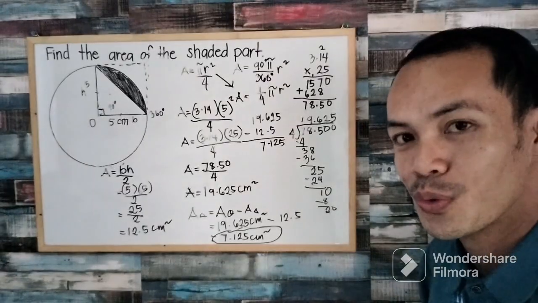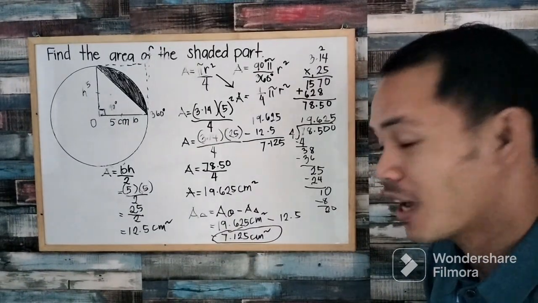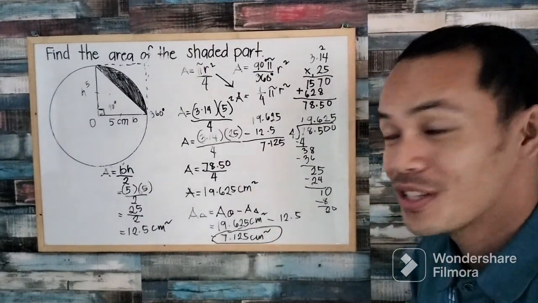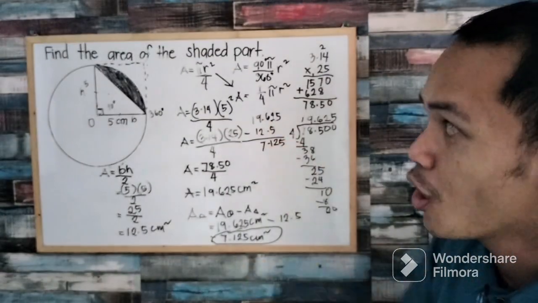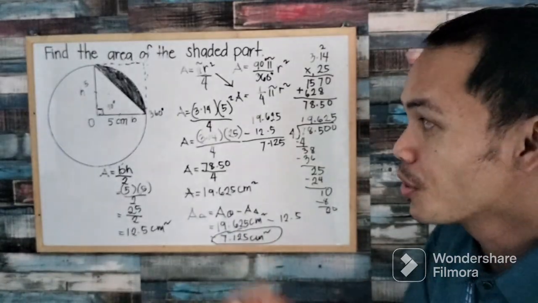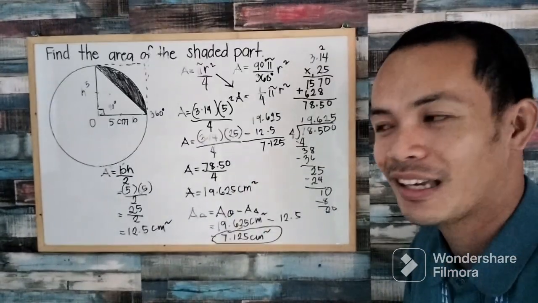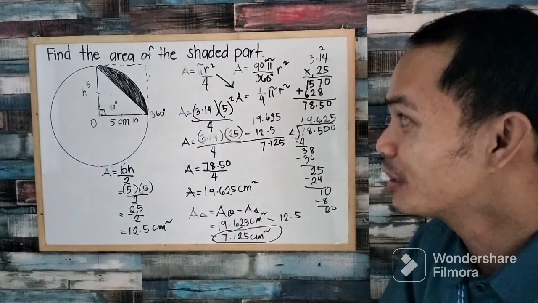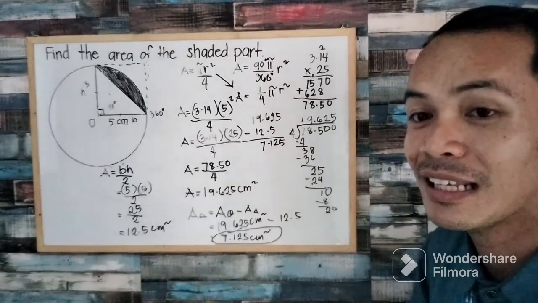That is equivalent to 7.125 centimeters squared. Okay, so that's all for today about geometry and finding the area of the sector or the shaded part. So I hope na may natutunan ka. Okay? So kung makikita mo, it is not difficult, di ba? Madali lang if you really know what to do, kung alam mo on how to visualize the problem. So talagang madali lang. I hope na hindi mo siya makalimutan.